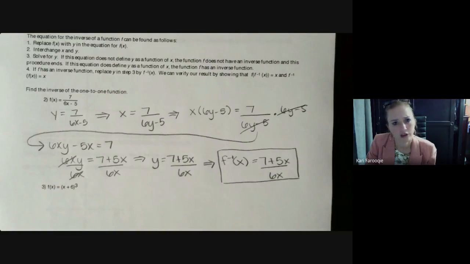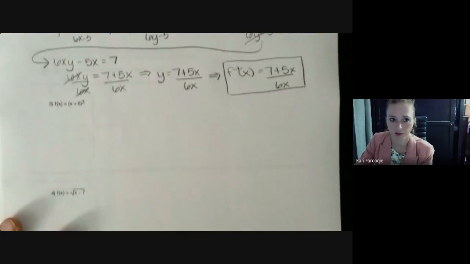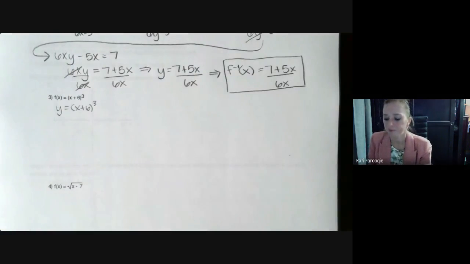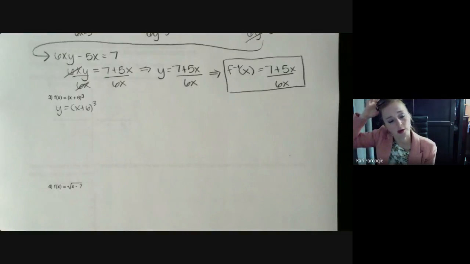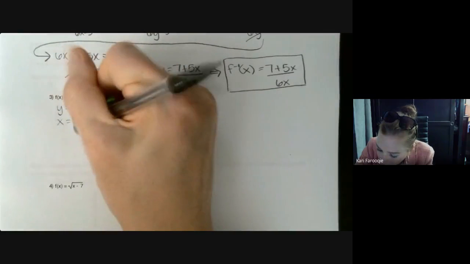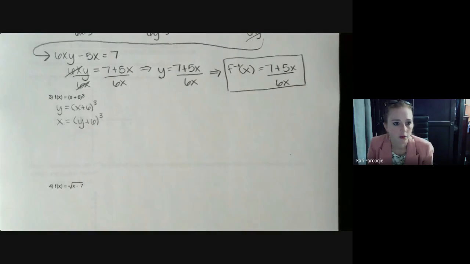I wanted to show you a couple different types of functions that you were going to see here. 2 was one of those functions. Number 3 is a cubic function. We can go ahead and find the inverse for f as a cubic function also using the same process. So we're going to replace f of x with y. And then we are going to interchange x and y. So swap them out. And you will get x equals y plus 6 cubed. So we've done steps 1 and 2.